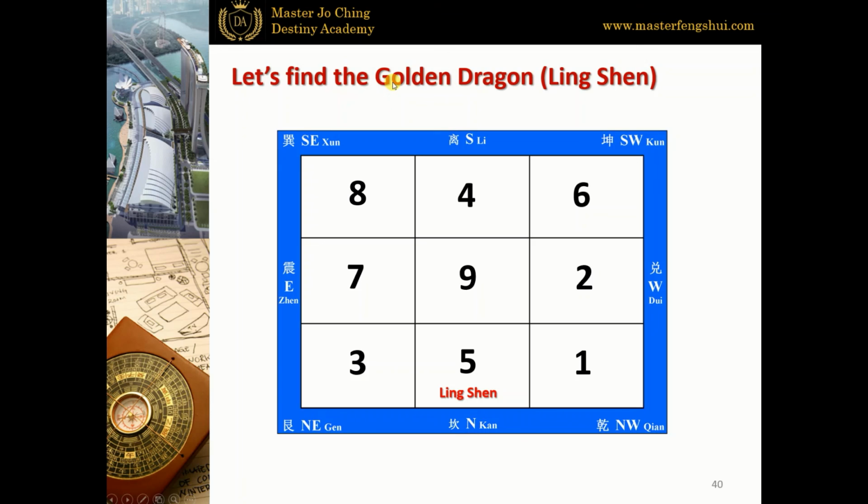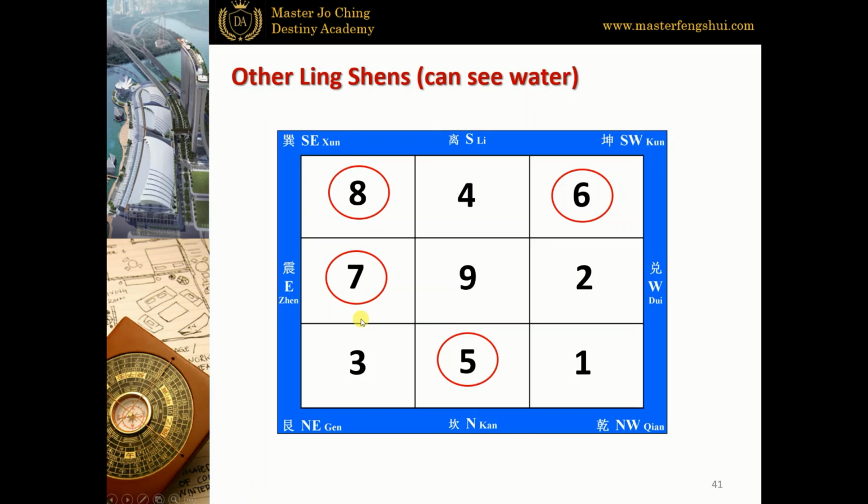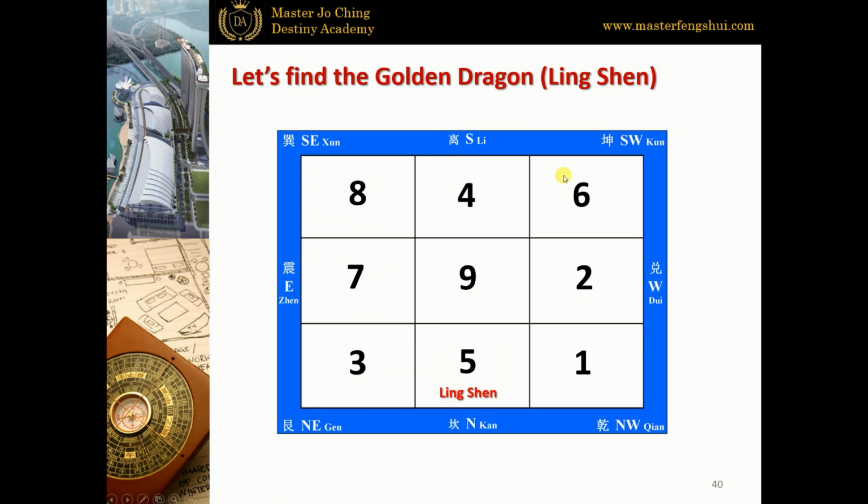So there's this concept of Ling Shen and Zheng Shen. You just have to remember: Ling Shen, you can see water. Zheng Shen, you cannot see water, but you can see mountain. So let me just go back, rewind. Let's find the golden dragon.